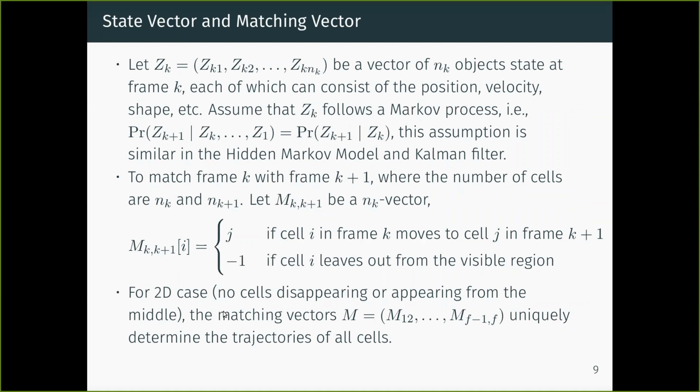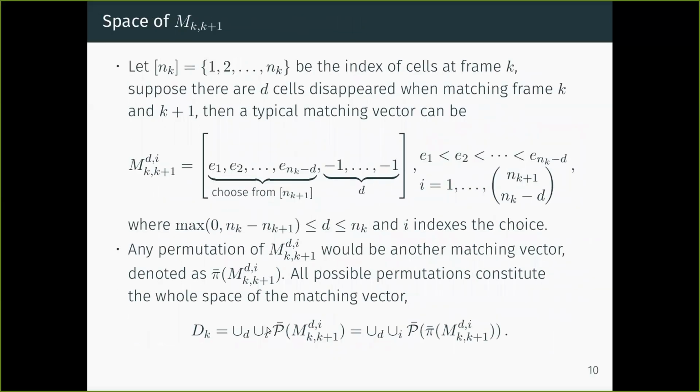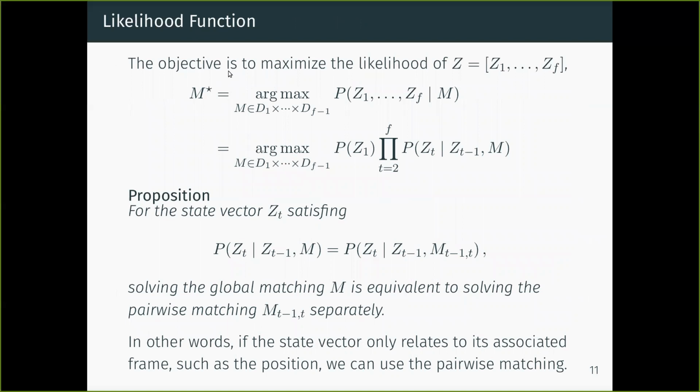So for the 2D case, the matching vector uniquely determines the trajectories of all cells. The space of the matching vector can be written as a union of permutations. Then we can write out the likelihood function. So the target is to maximize the likelihood function, where M is taken from this space. And by the Markov property, we can write it in this form. For the particular choice of state vector, this can be further simplified.